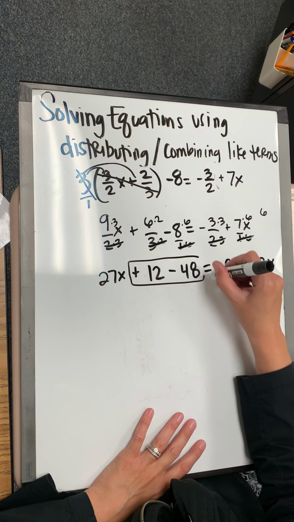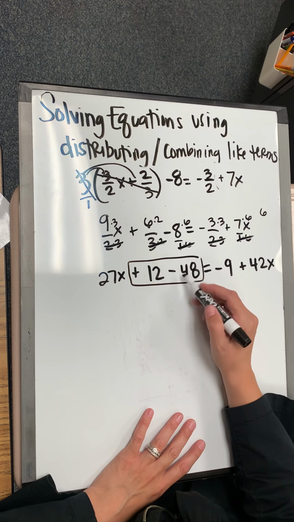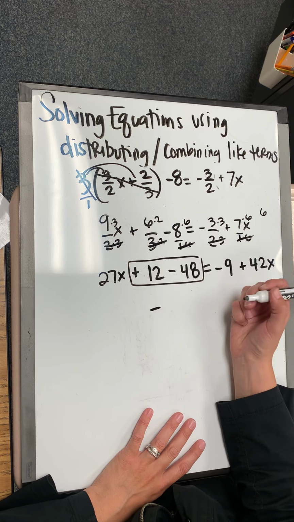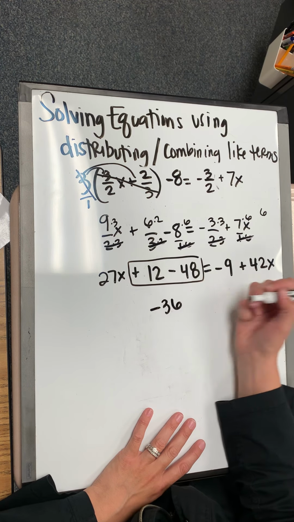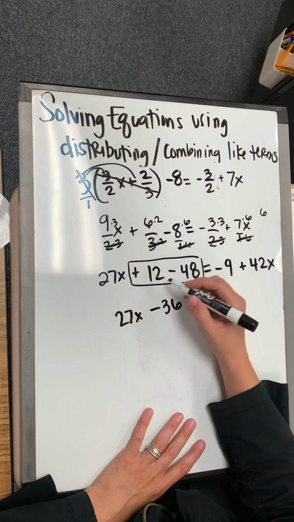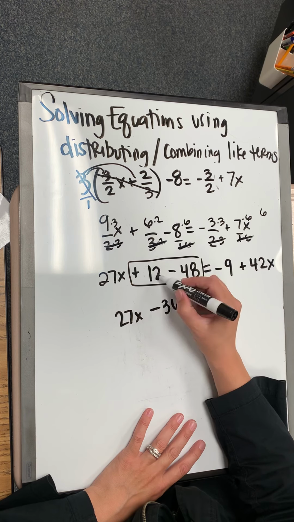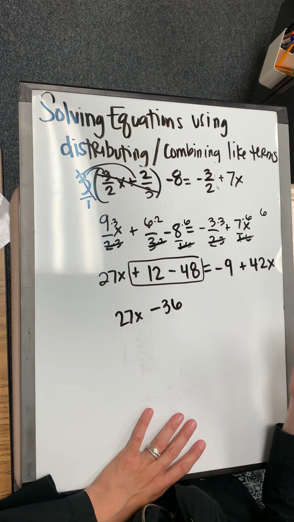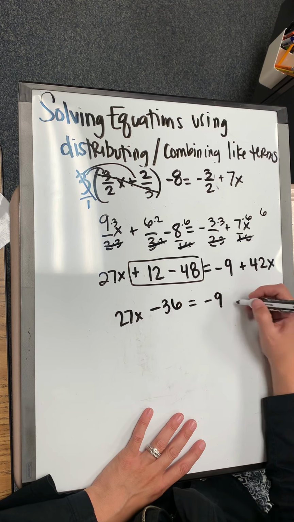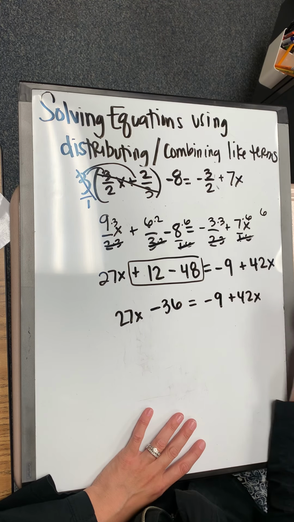So if we combine these, you'll notice we have 48 negatives and we have 12 positives. We have more negatives, we have 36 more negatives. So that's going to be our answer when we combine those. Or you could just do what the numbers tell you to do. 12 minus 48, you get a negative 36 is equal to. On this side, we don't have any that we can combine, so we'll just drop it.